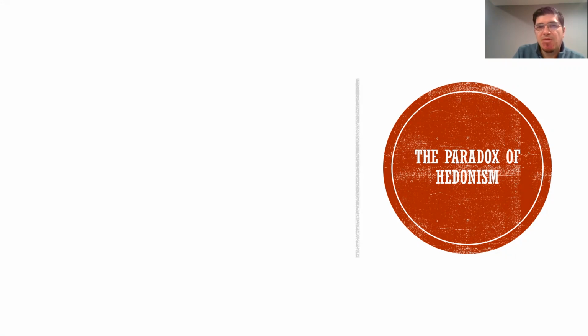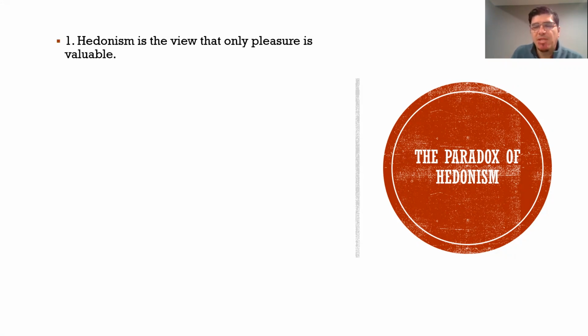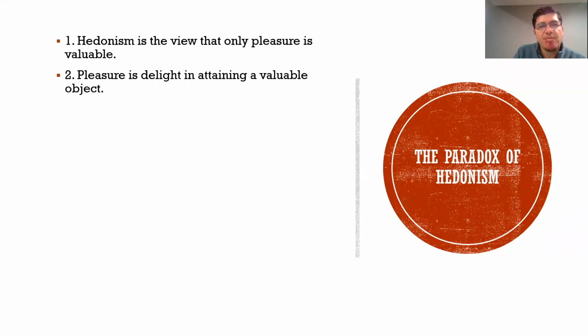That's why it's called a paradox. And here it is framed in terms of an argument. So here's the argument that is the paradox. Premise number one: hedonism is the view that only pleasure is valuable. So premise number one just is the definition of what hedonism is. The only thing that matters, that makes you happy, that's valuable, is pleasure.